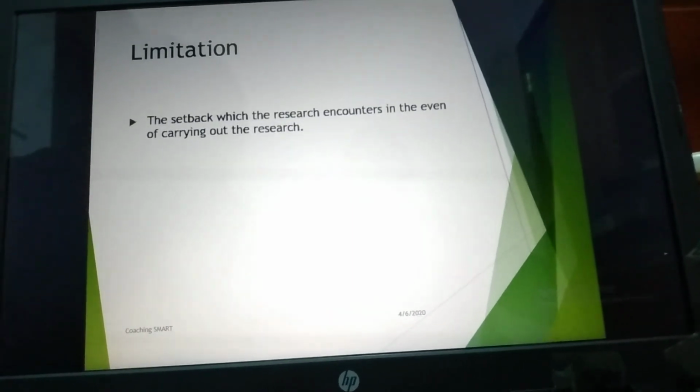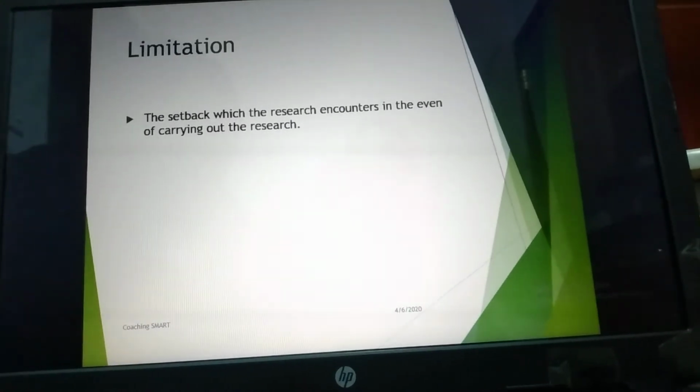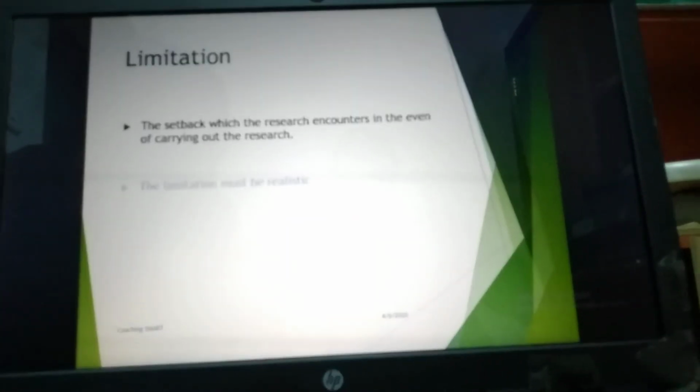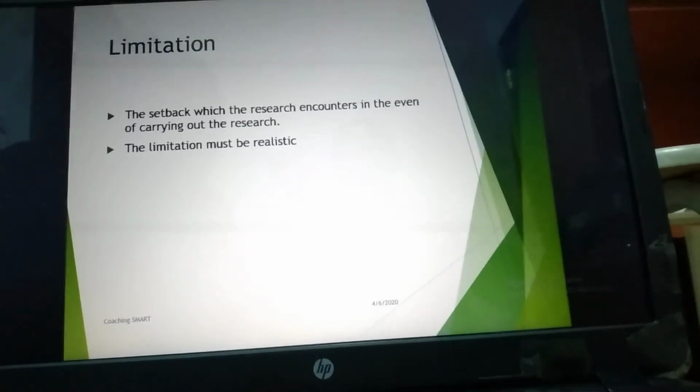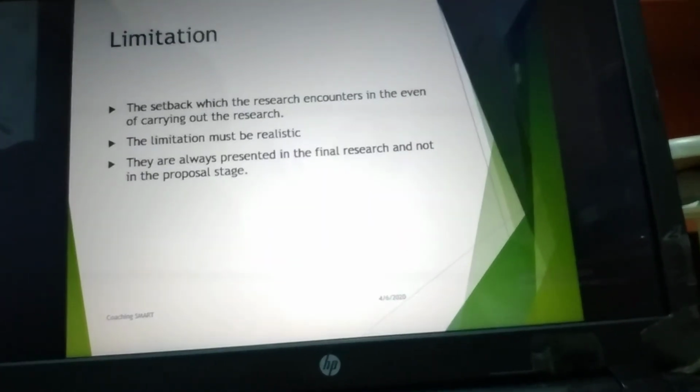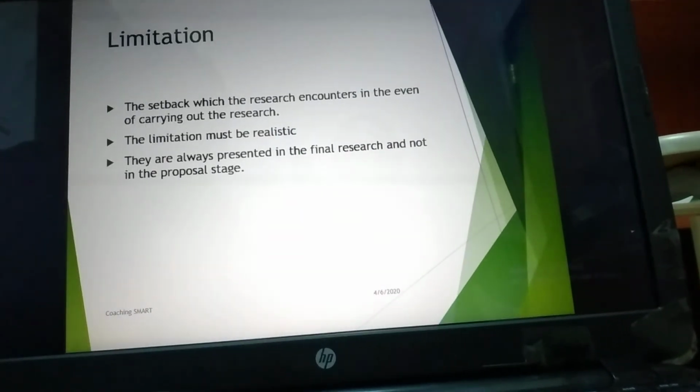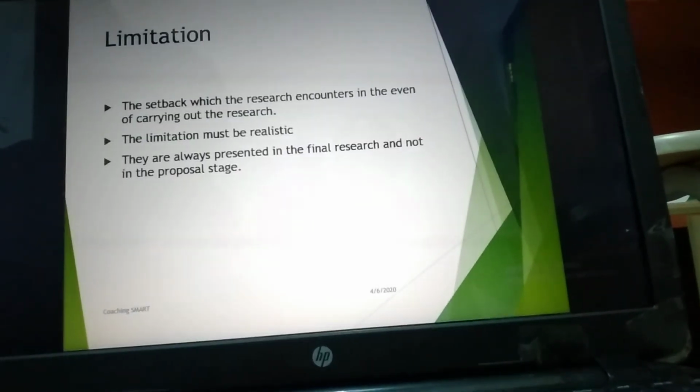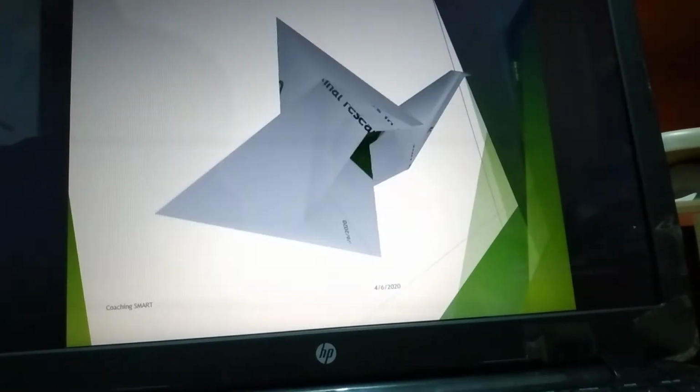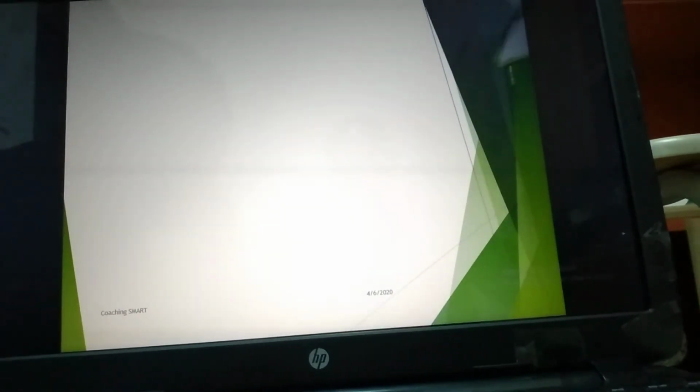Limitations. The setback which the researcher encounters in the event of carrying out the research. The limitation must be realistic. They are always presented in the final research and not in the proposal stage.